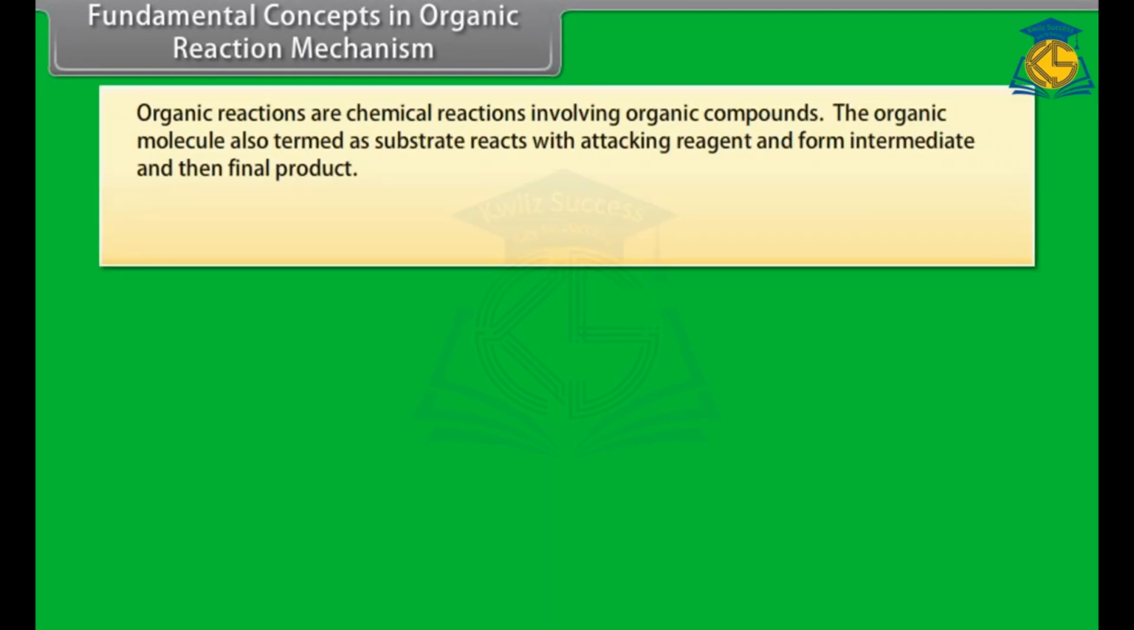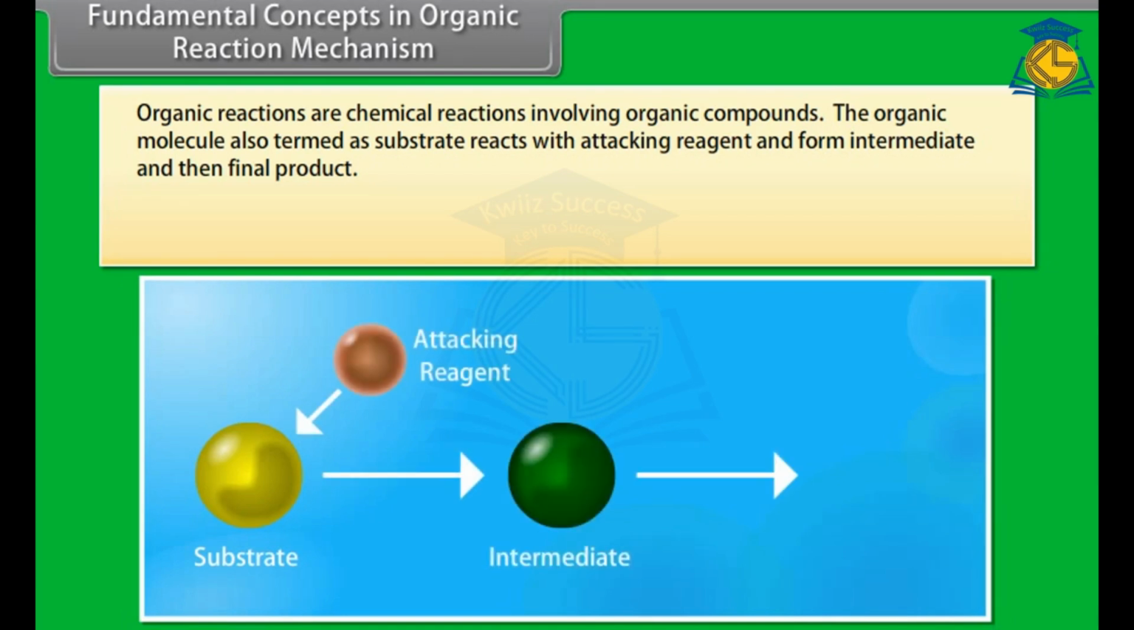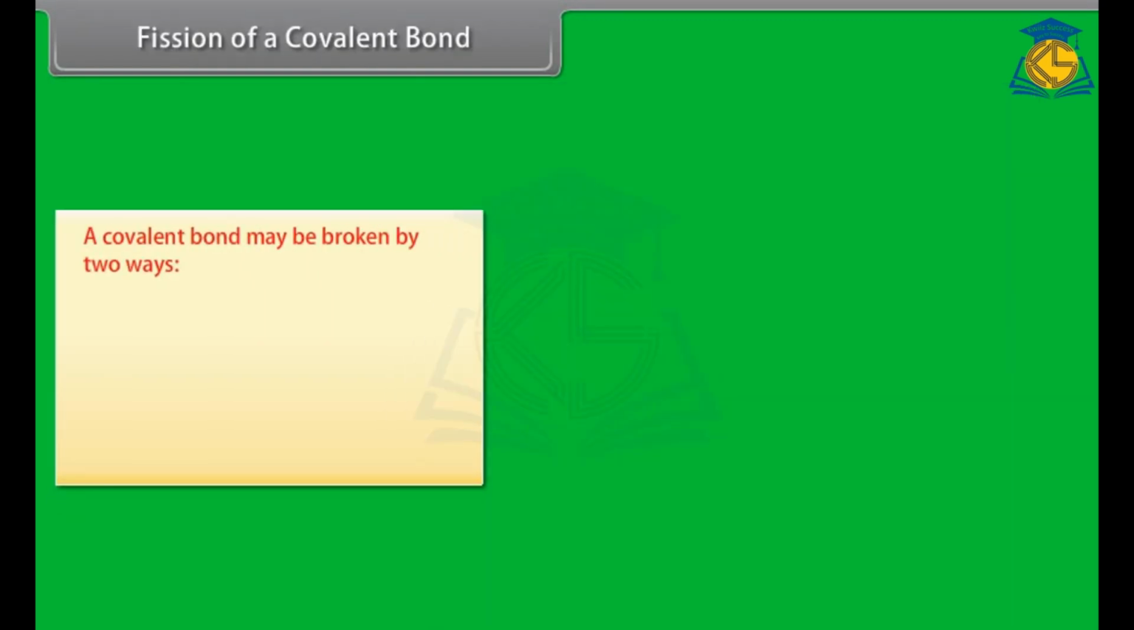Fundamental concepts in organic reaction mechanism. Organic reactions are chemical reactions involving organic compounds. The organic molecule is also termed as substrate, reacts with attacking reagent and forms intermediate and then the final product. A reaction mechanism is the step-by-step sequence of elementary reactions by which overall chemical change occurs. Fission of a covalent bond. A covalent bond may be broken by two ways: heterolytic cleavage, homolytic cleavage.